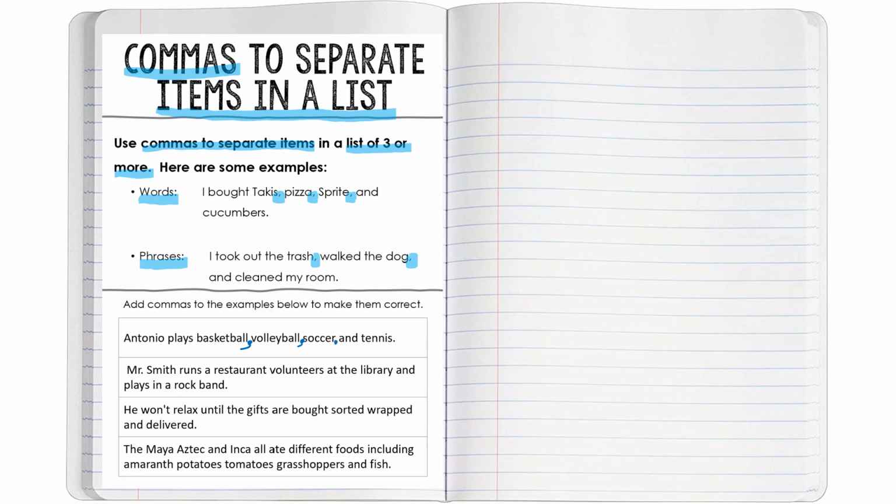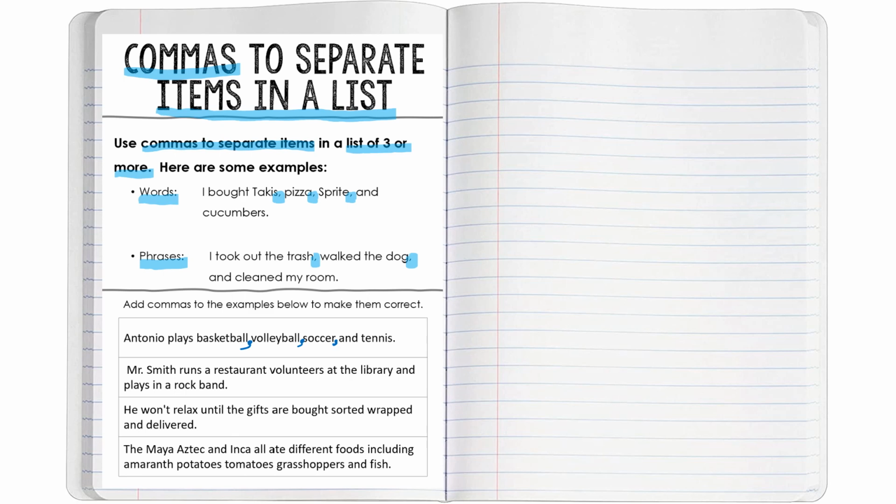One thing I want to point out is that there should be a space after each of your commas. That's harder to see when we're adding the commas on an already typed piece of paper. But when you're doing your own typing or your own handwriting, make sure there's a space after your comma. All right, now we've separated it. Antonio plays basketball, volleyball, soccer, and tennis.